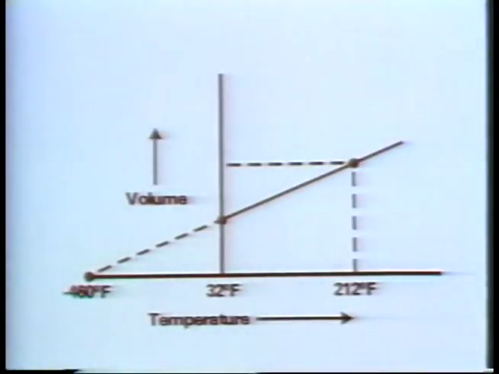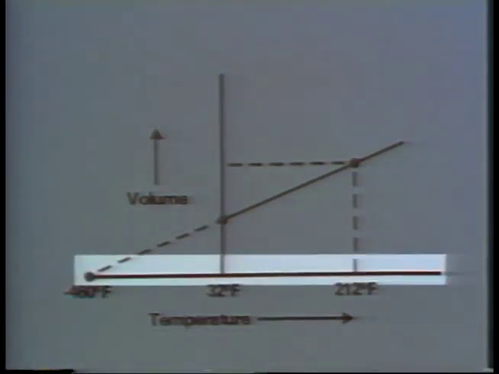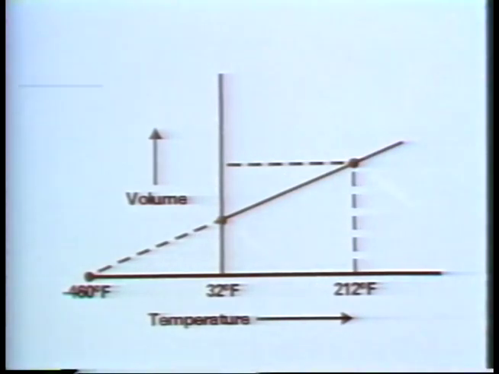Changes in gas volume are not only related to pressure changes, but they're also related to temperature changes. If a gas is cooled steadily while maintaining a constant pressure, the gas volume steadily decreases. If the gas is heated and pressure is held constant, its volume increases. Now, this can be illustrated with a graph. The vertical line is volume, and the horizontal line is temperature. Volume of a gas is less at 32 degrees Fahrenheit than it is at 212 degrees Fahrenheit.